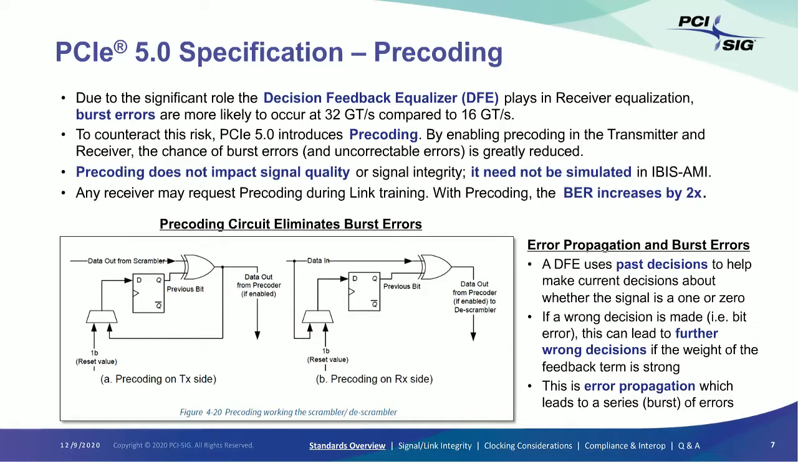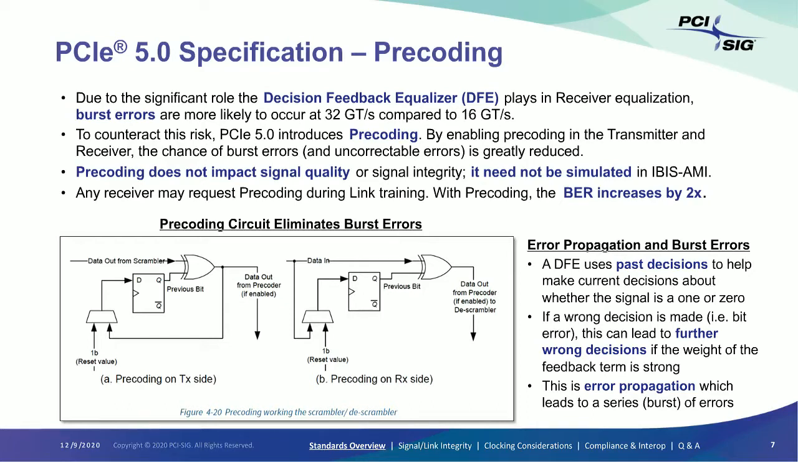So what the PCI SIG did was, for Gen 5, they introduced this circuit called precoding, which is basically an XOR operation on the transmit data and a sort of reverse XOR operation on the received data. Now, this does not affect the actual signal characteristics. It doesn't affect the signal integrity. It's more of an encoding and decoding operation, which will help to eliminate or greatly reduce the likelihood of these kinds of burst errors.